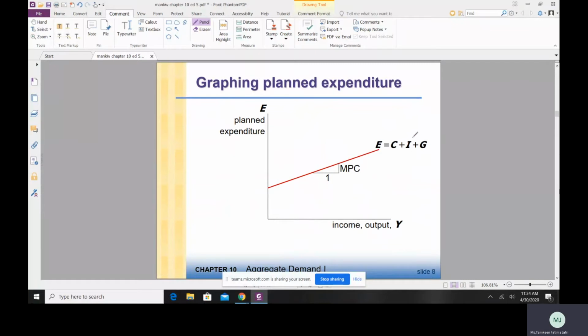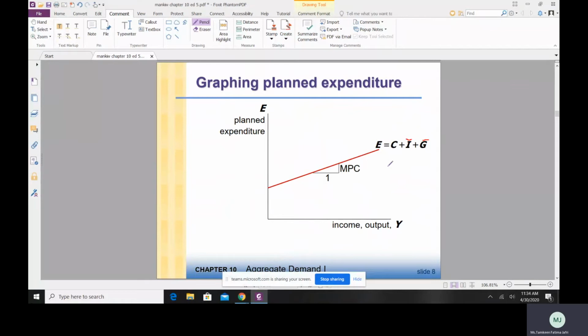Why is that the case? We have just established that I is fixed, G is fixed. So, or you can say that I doesn't depend upon Y. G doesn't depend upon Y. C, consumption, is the only variable that depends upon Y. So if Y is going to increase, consumption increases, and as a result, E increases. The demand for goods and services increases. Hence, the positive relationship between Y and E.